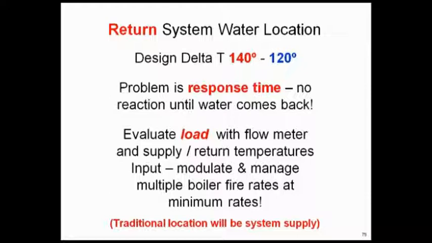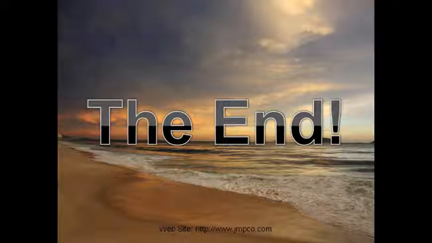So in reality, where we normally see the boiler supply water temperature sensor located is in the system. The traditional location would be system supply. But remember, we want to look at that load a little bit. We want to make sure we've got multiple boilers running with cold water as much as possible at low fire. That's how you maximize the efficiencies of these systems.